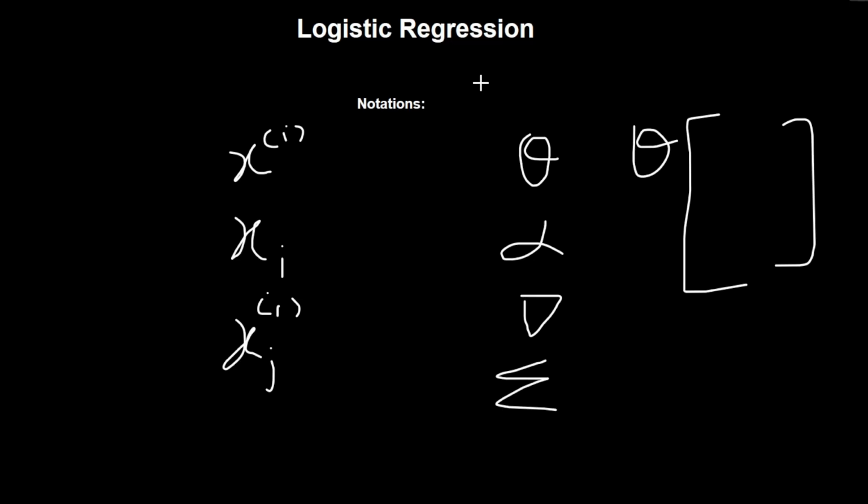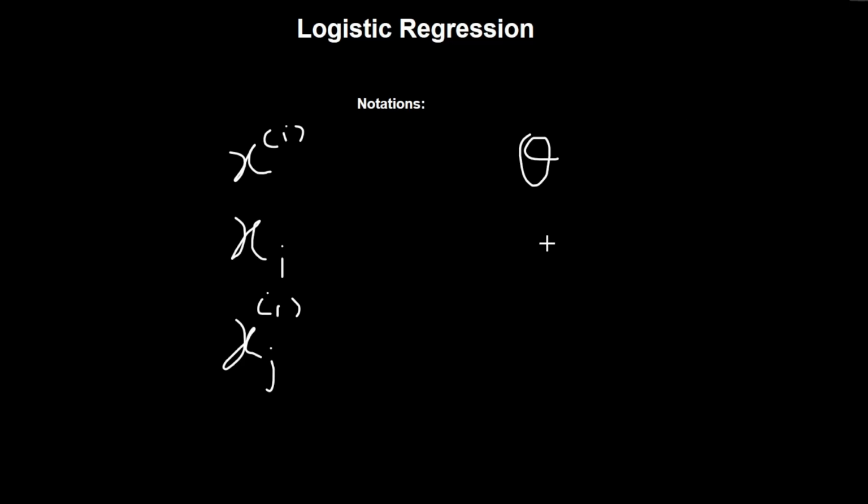So if you have many features, you'll have many parameters, theta 1, theta 2, and so on, and theta naught, the bias. So next thing we have is alpha. Alpha is nothing but the learning rate. So the learning rate tells us how fast the model moves in the direction of the global minima, how fast the model learns.